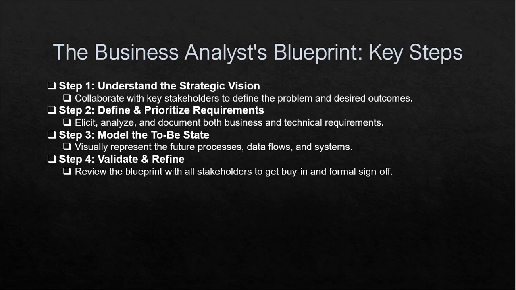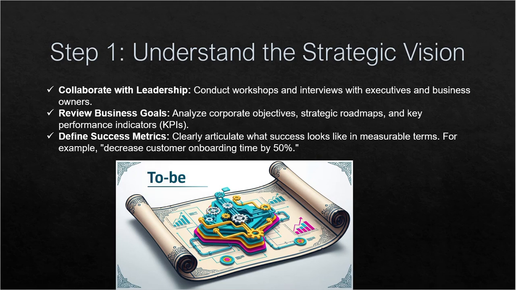So then we should think about how the to-be state should look, what we are including in it, and how the process flow or the user interaction will look in the to-be state. So visually represent the future process, data flow and systems, then validate and refine, and review the blueprint with all stakeholders to get buy-in and formal sign-off. So those are the key steps of the business analyst. Let's discuss each step in detail.